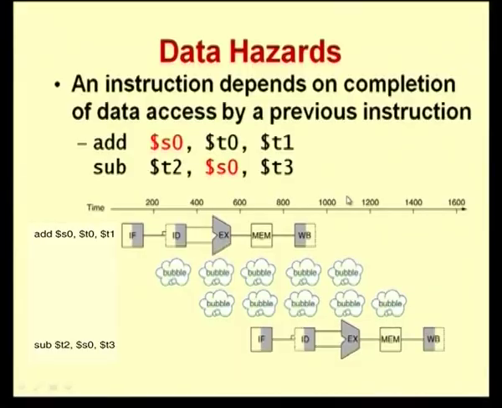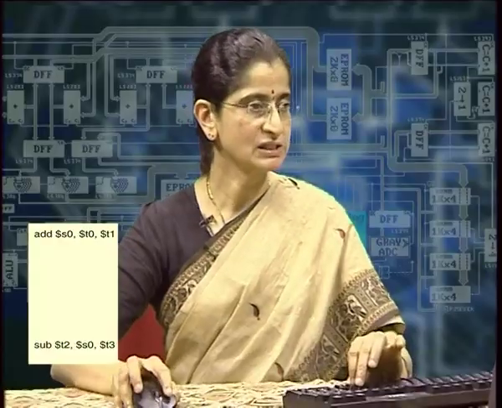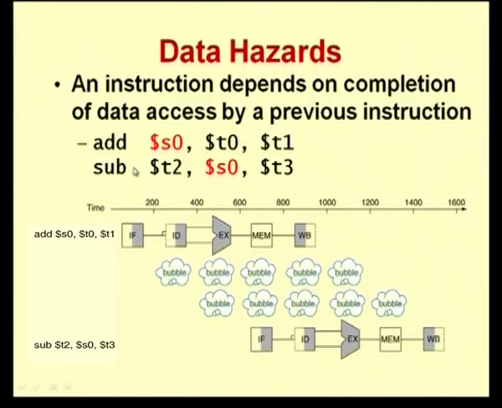Next that we looked at is a data hazard. Okay? So, now we said data hazards come because of dependencies that we have. Okay? So, let us look at this instruction here. Let us say I have two instructions, an add instruction and a sub instruction. The add instruction is going to add two registers, T0 and T1, and write it into register S0. This is the destination register. The sub instruction is going to subtract T3 from S0 and write it in T2. Now, see, there is a dependence between this add and subtract. The value written by add has to be read by the subtract instruction.